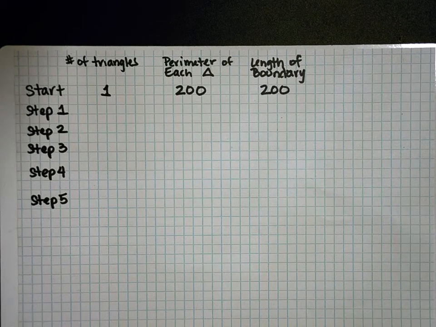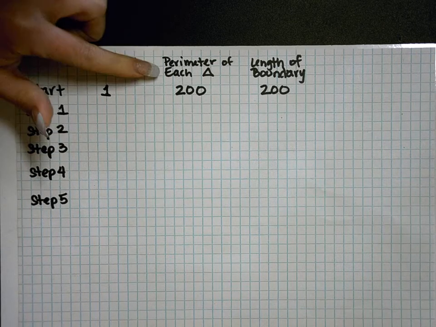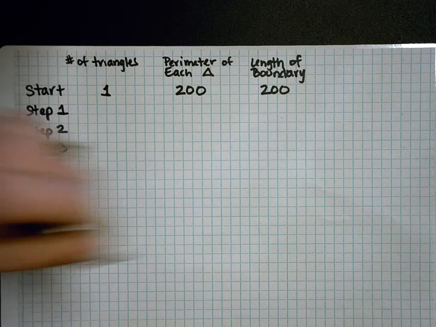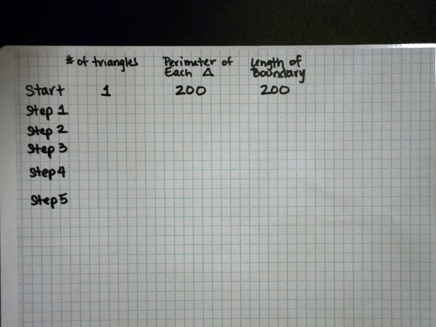We are going to be discussing a Sierpinski gasket problem. The Sierpinski gasket starts with a number of steps. The number of triangles that we're starting with is one triangle. The perimeter of each triangle is 200, and the length of the boundary is 200. So let's just look at this. That is what we're starting with.